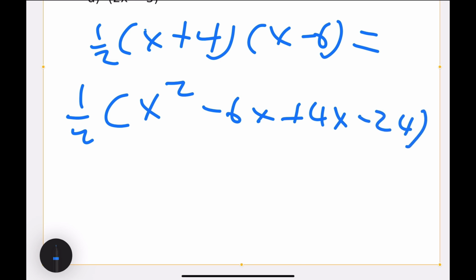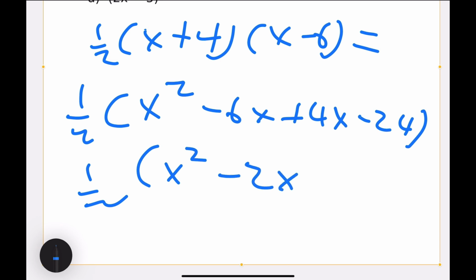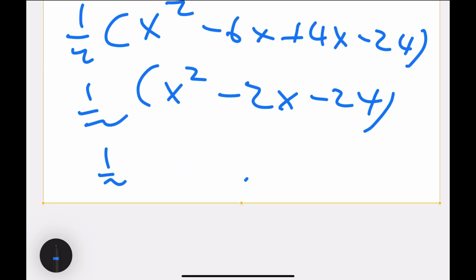And now we can simplify what's inside the brackets. So it's going to be x squared minus 2x, as the difference between 6 and 4 is 2, and we know it's going to be negative, minus 24. So now we can worry about the half. So we multiply the half by everything in the bracket. So it's going to become half x squared minus x minus 12.